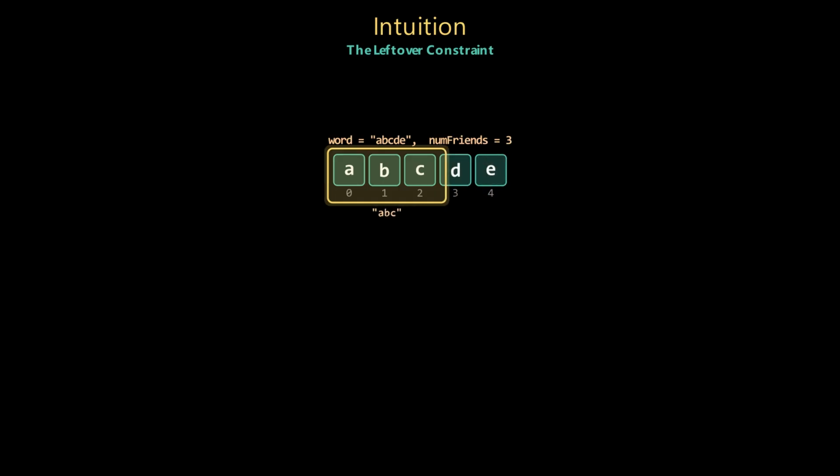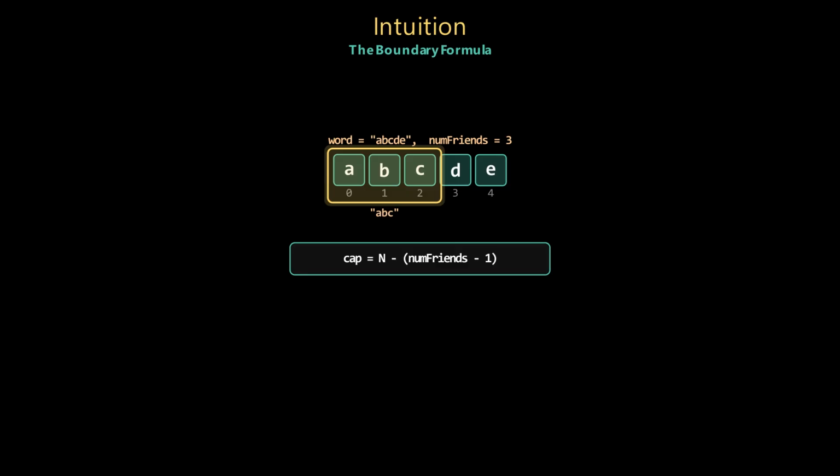But we cannot take the entire word as our substring. With exactly 3 friends, and each friend needing at least one non-empty piece, we must save enough characters at the tail for the remaining friends. That puts a hard cap on how long any candidate substring can be. This gives us a strict upper bound on every candidate slice. If the word length is n, and each of the other friends needs at least one character, no start index may take more than n minus (numFriends minus 1) characters. That cap is not a promise that the final answer is that long.